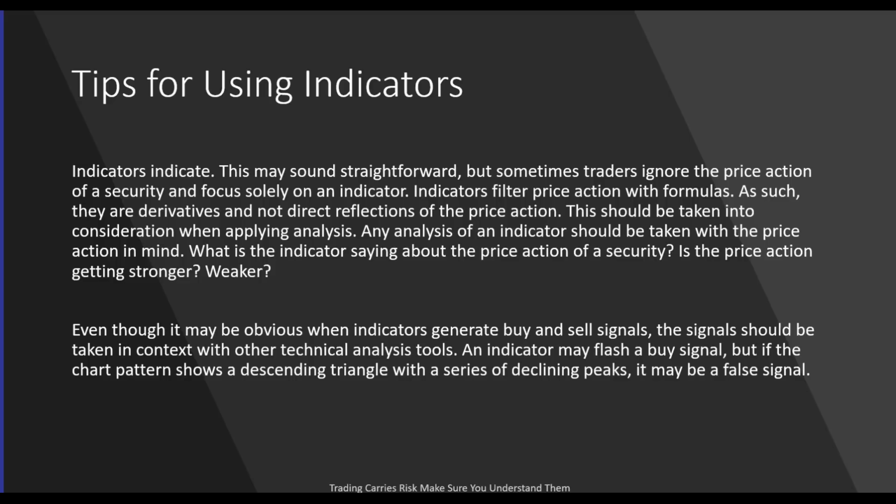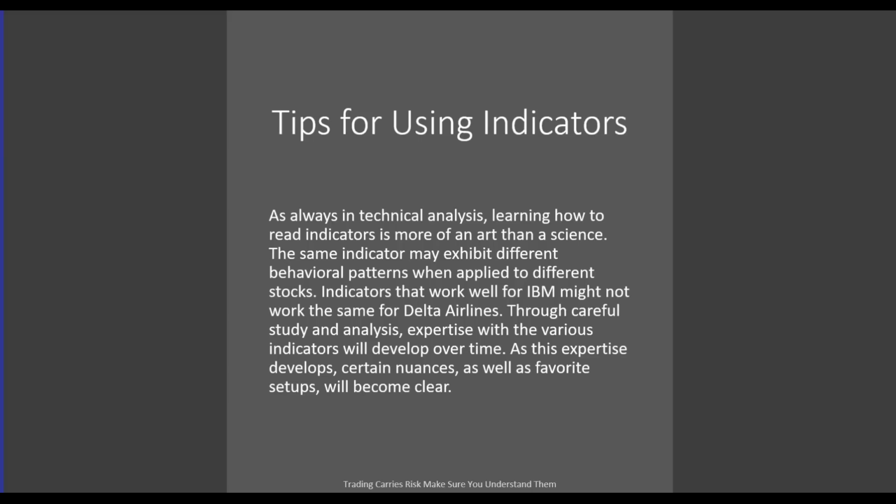Any analysis of an indicator should be taken with the price action in mind. What is the indicator saying about the price action of a security? Is the price action getting stronger or weaker? Even though it may be obvious when indicators generate buy and sell signals, the signal should be taken in context with other technical analysis tools. An indicator may flash a buy signal, but if the chart pattern shows a descending triangle with a series of declining breaks, it could be a completely false signal you're getting from your indicator. So again, indicators are used as filter systems.